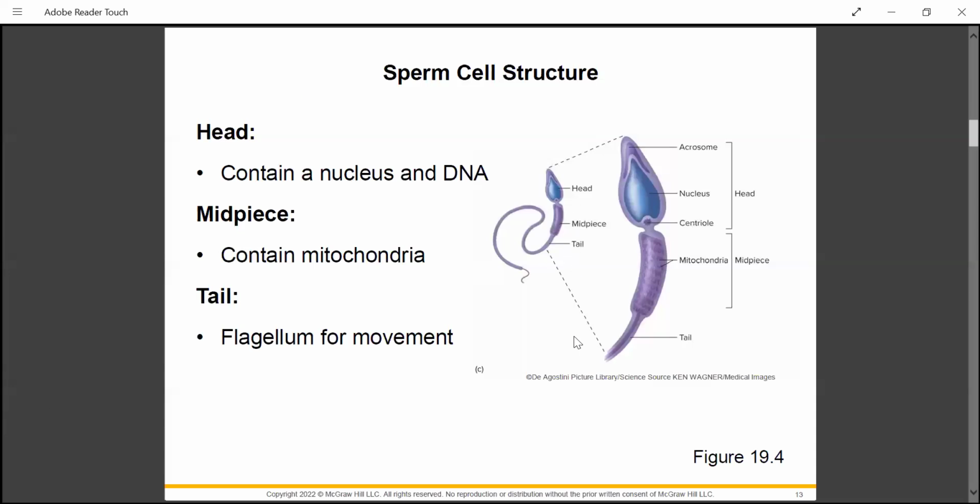Sperm is divided into 3 portions. The head is what contains the nucleus and DNA. So that's what has the 23 chromosomes. The midpiece has the mitochondria. So that's the energy portion of our sperm, and that is to drive the tail, which is known as a flagellum, and that's how the sperm is able to move.